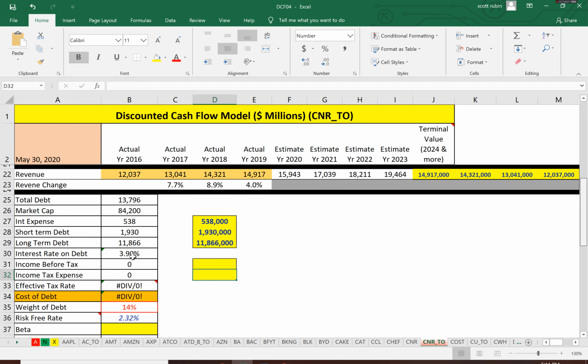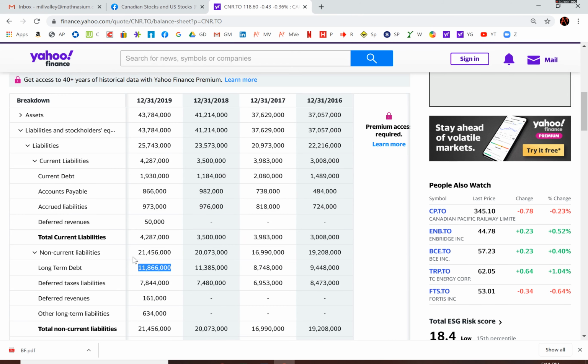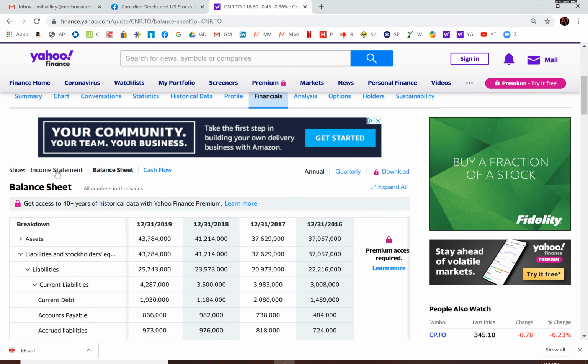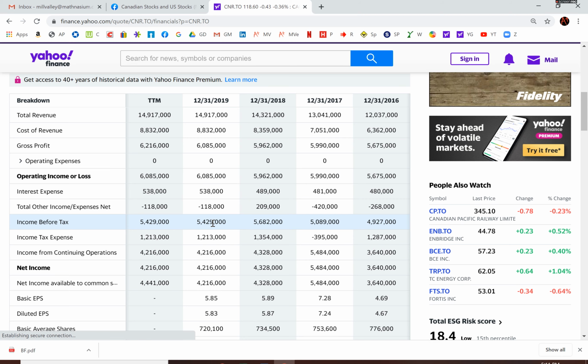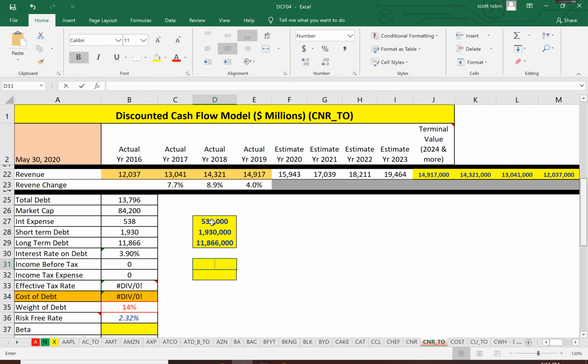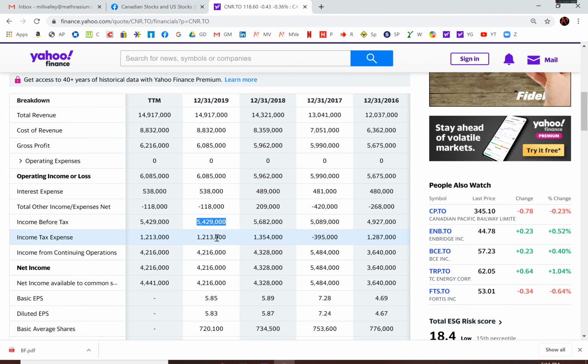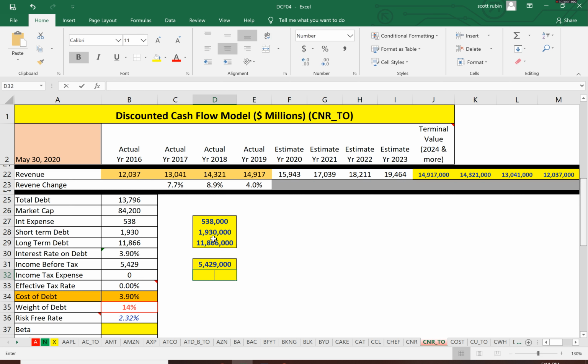The interest they pay on the debt is 3.9%, but interest is tax deductible. So let's find out their effective tax rate. The income before tax is 5.4 billion, and the income tax is 1.2 billion. So the effective tax rate is 22%. So the cost of debt is 3%.